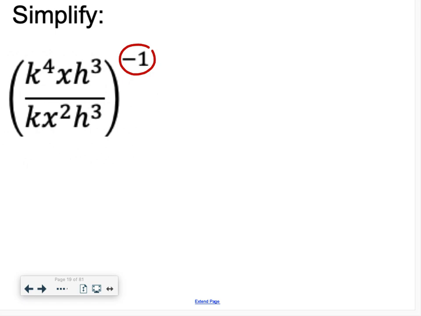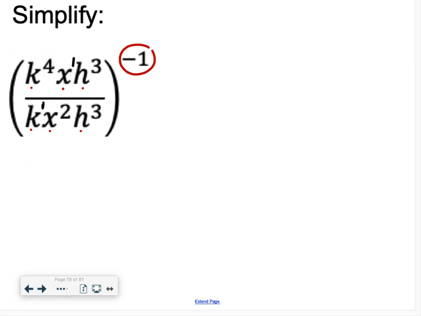If I ignore that inside the parentheses, I could deal with, I have a base of k and a base of k. I could divide those. I have a base of x and a base of x, a base of h, a base of h. So I could subtract all of those exponents since I'm dividing. If you are comfortable with putting k to the first here and x to the first, I would highly recommend that so that you notice that every base has a power, an exponent. Like that's probably pretty important for you to notice.